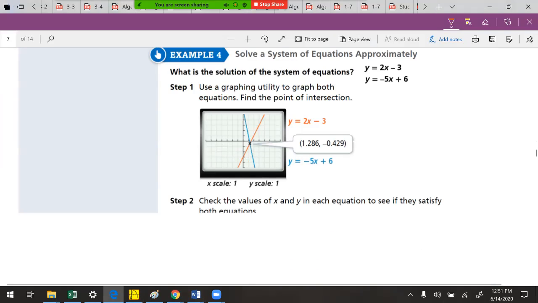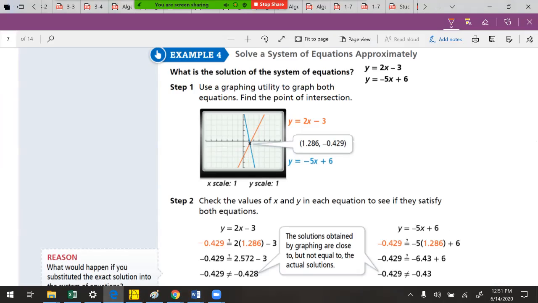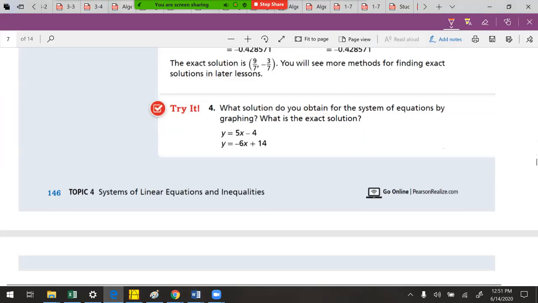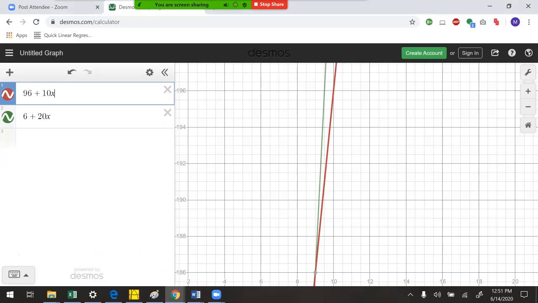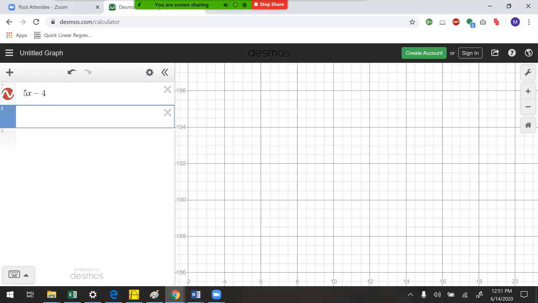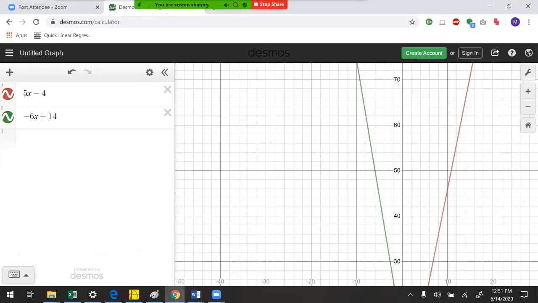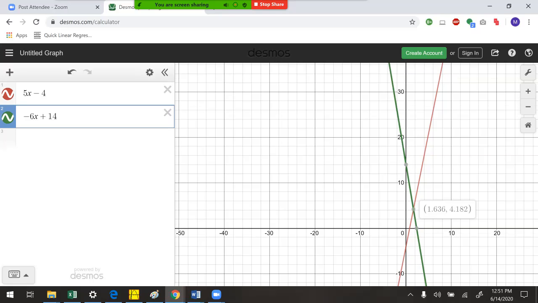Okay, last one here. Same thing, basically, approximately, just kind of estimate. Just graph them both, bing, bing, boom, there you go. Let's graph these real quick. 5x minus 4, negative 6x plus 14. So 5x minus 4, okay? And then negative 6x plus 14. Notice how they don't show because I've got to zoom out and then find where they both cross. Right there.